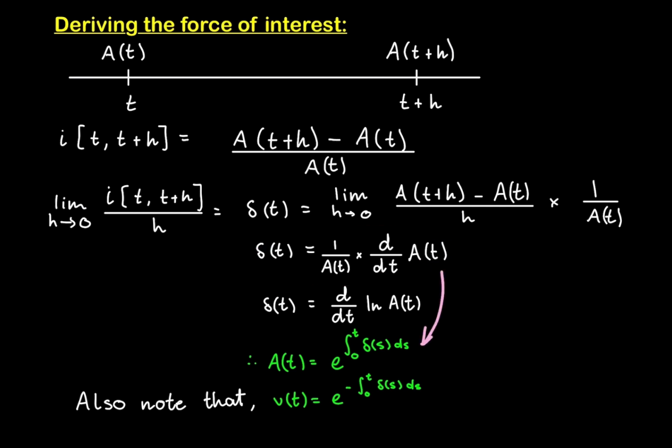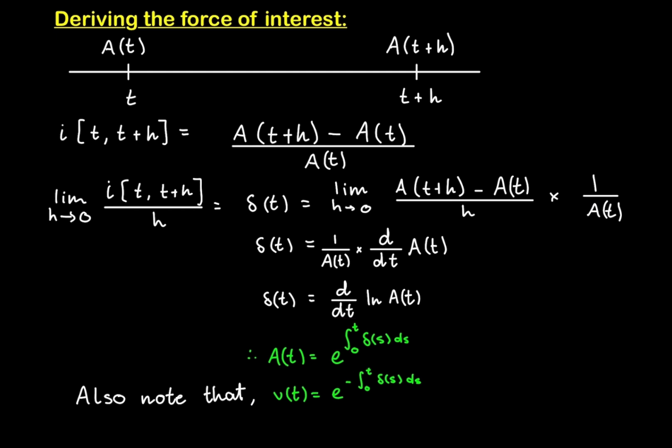And if we solve it, we get that a of t is equal to e to the power of the integral from 0 to t of delta s, and we integrate with respect to s. Okay, so this is now a formal derivation to get exactly what the force of interest is. So this right here and this right here are our final formulae for the force of interest, and this is our final formula for the accumulated amount using the force of interest.